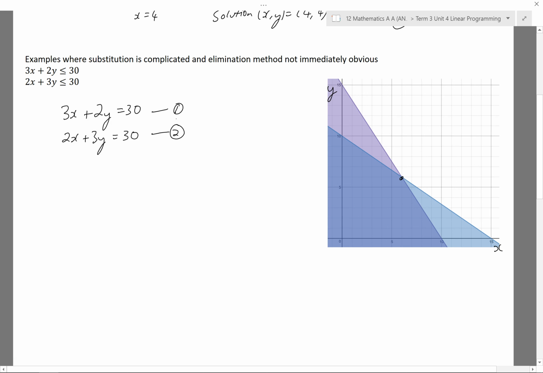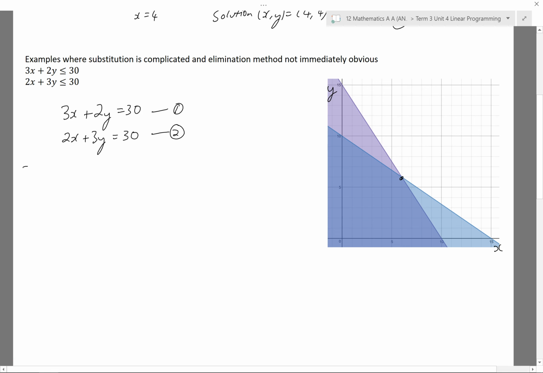If I tried to add or subtract these, say I subtracted, I'd end up with x minus y equals 0, which is useless because I've still got those two variables. So if I want to use the elimination method here, I need to find some way to target either the x's or the y's and make the number in front of them the same. I'm going to target the y's just for fun. I'm going to try and make both of them equal 6.